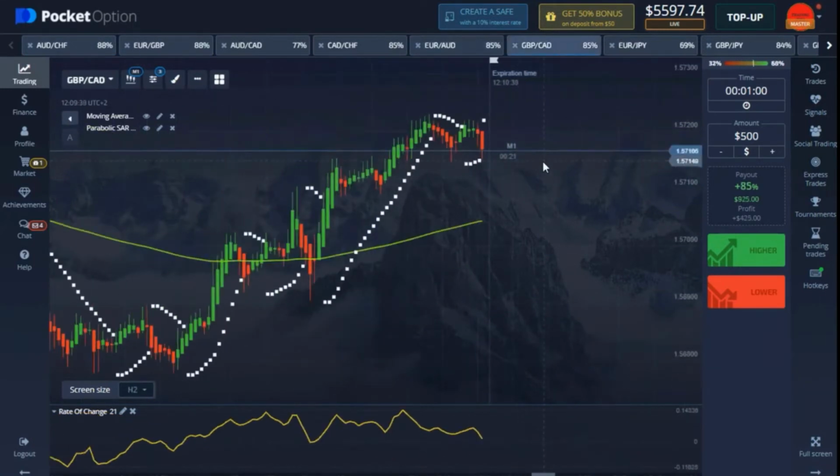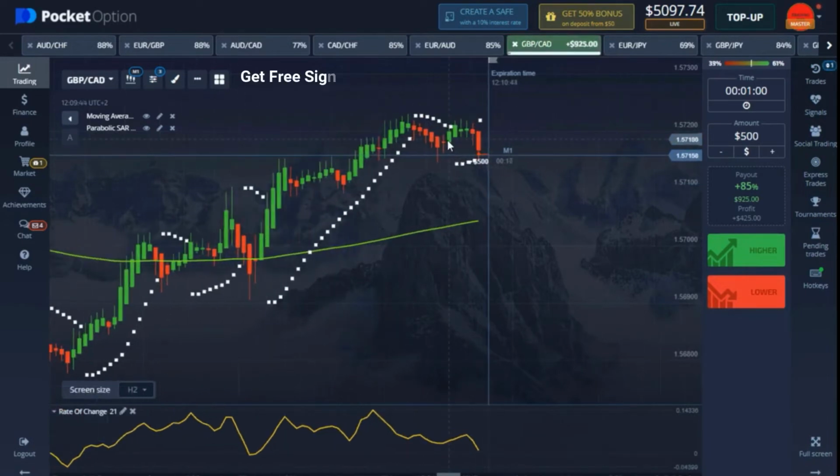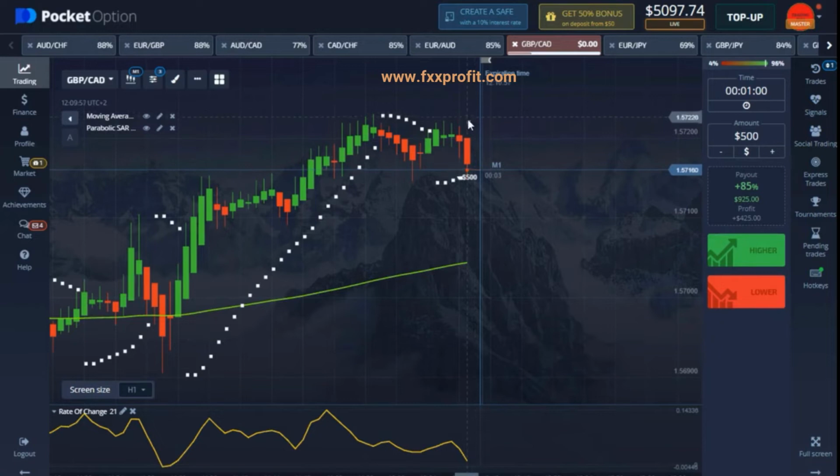Okay guys, a good moment here. I'm going to enter a down trade on this one. The number one thing we are looking at while trading with this strategy is to take good note of our parabolic SAR dot line. What I mean by that is that we are only taking a trade when we see that we have a dot of our parabolic SAR just starting out.